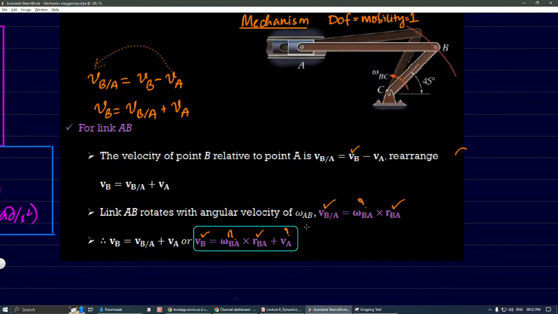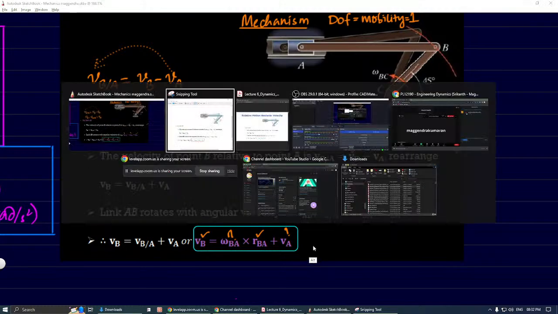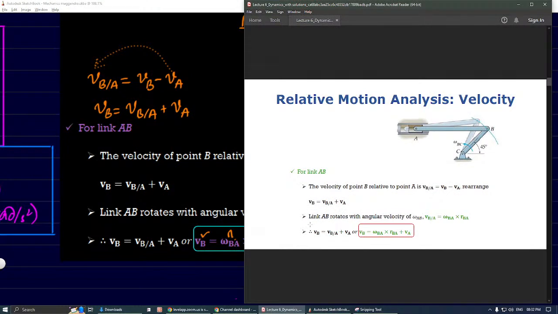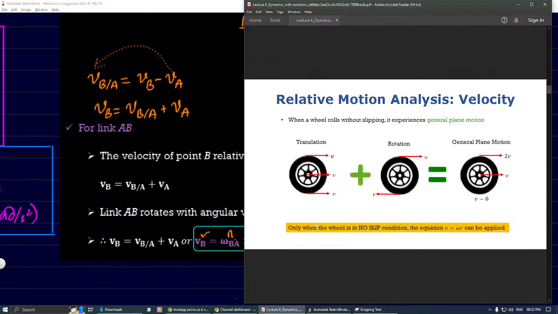Here velocity of B with respect to A is not known. Velocity of B with respect to C is known, but this is also unknown. In all of them we are getting two unknowns, so it's a bit difficult to define here. But maybe he's just trying to explain it. When we solve a problem, we will understand it perfectly.